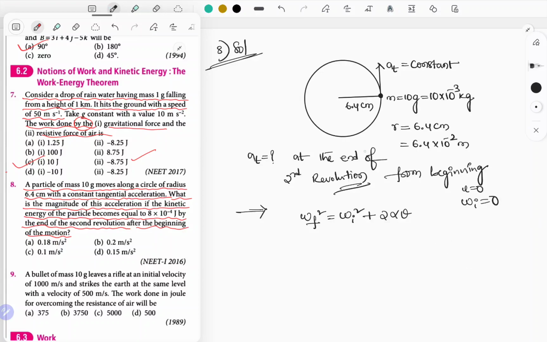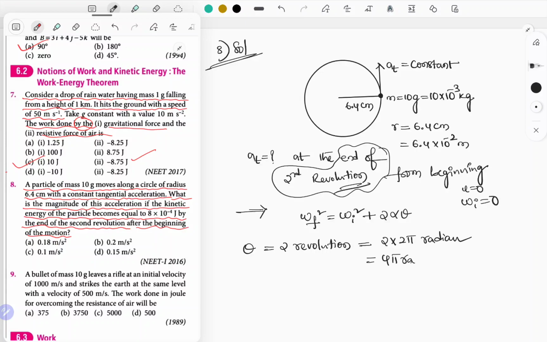So the meaning of at the end of the second revolution, in the sense the particle traveled 2 revolutions. One complete revolution is equal to 2 pi radians. Then 2 revolutions, in the sense 2 times 2 pi radians. So this is actually theta, angular displacement, which is 4 pi radians. Okay, so they gave angular displacement.